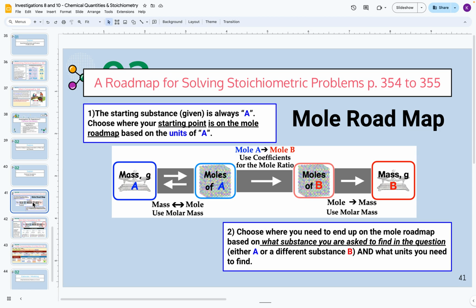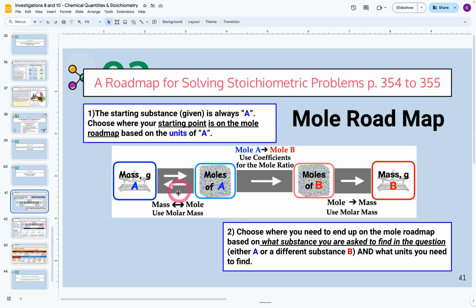In a three-step problem, we give you this guide called a mole roadmap. The mole roadmap is a way to identify what ratio to use and how many steps it's going to take. So you first decide where you're going to start. Are you going to start with mass, or are you going to start with moles? A is just a placeholder for the first substance. In the book they call it given, but when you read a problem, you are given a number with a unit, and that's either mass or moles.